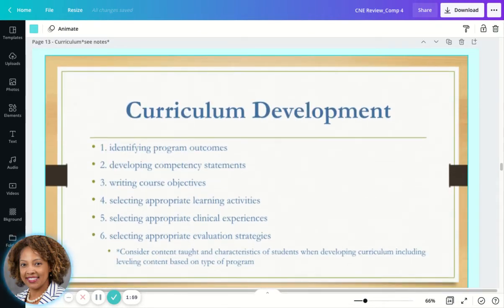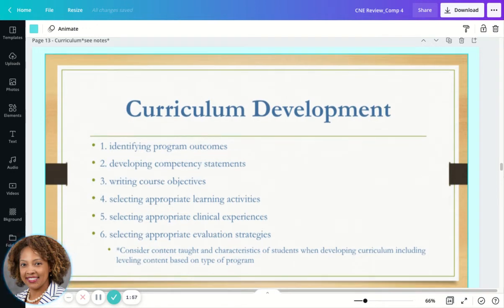All right, curriculum development. What do we mean by that? Well, there are 6 components. We have to identify the program outcomes. We should be developing competency statements and writing our course objectives that, again, are all aligned. All of these need to be aligned with the learning activities and clinical experiences, and we've got to evaluate, right? Because what doesn't get measured doesn't get monitored. So make sure that we are completing the evaluation process.